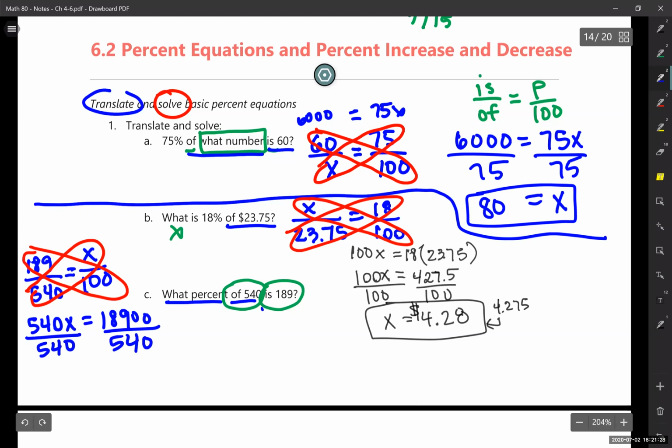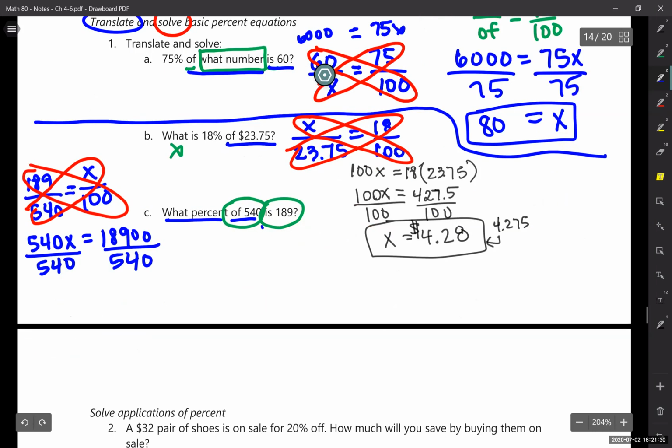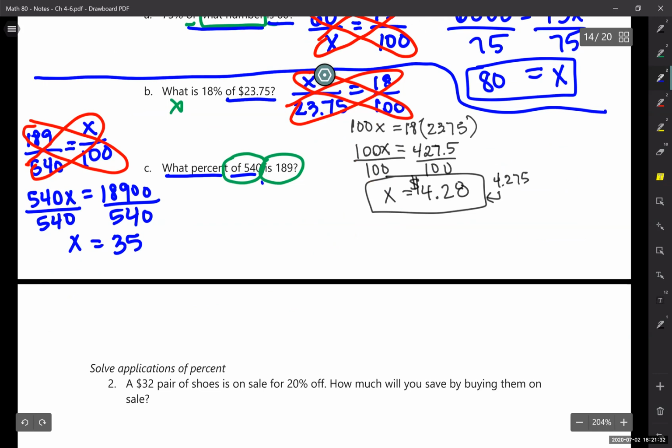And I get that x equals 35. Now, double check, it said what percent, so I do need a percent. But the beauty of doing the problem the way that I'm showing you here is you don't need to convert your answers. Whatever you get, that's your percent. Whatever you get, that's your dollars. Whatever problem it is, that's all you have to do.